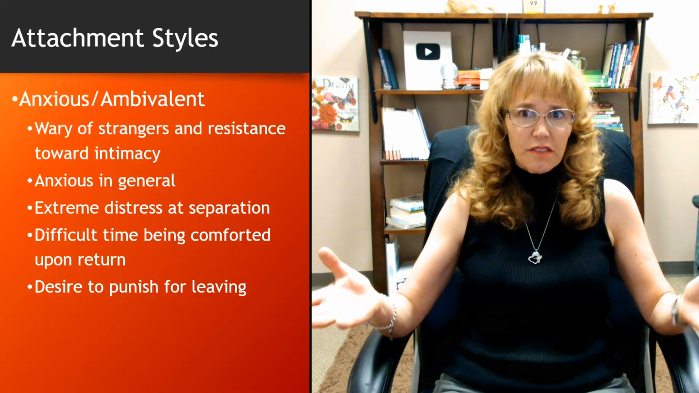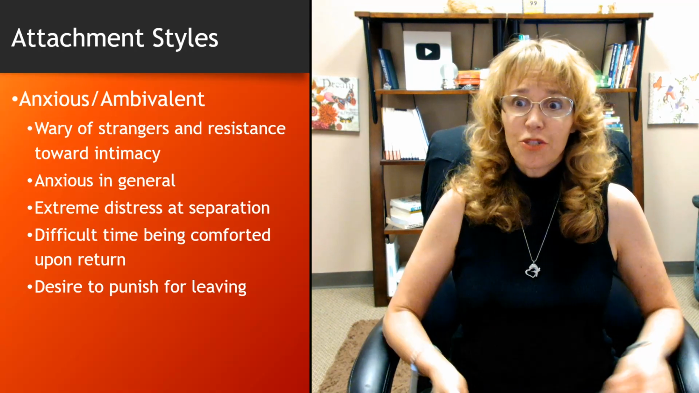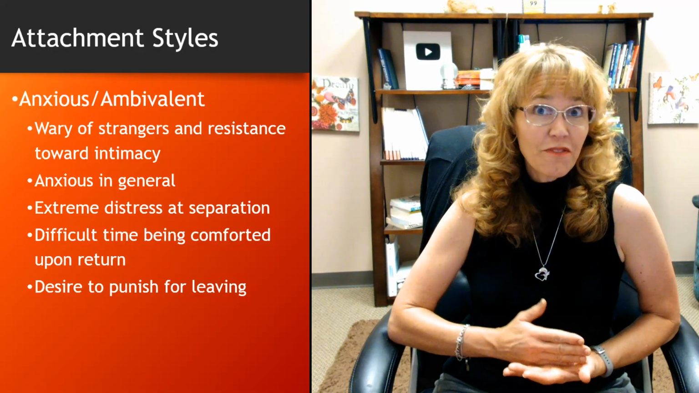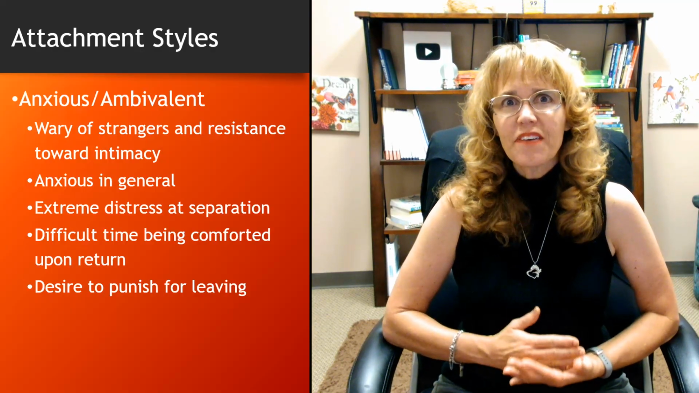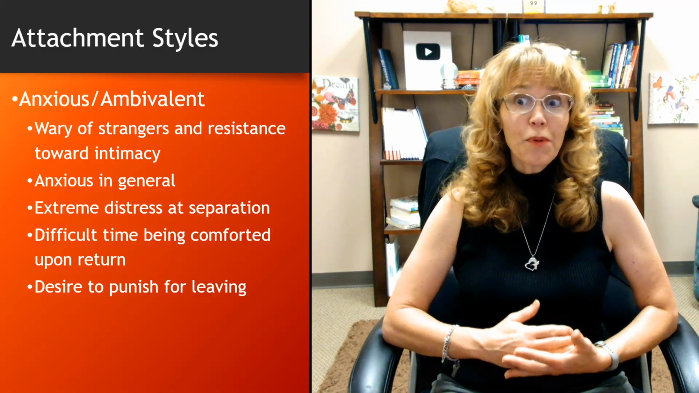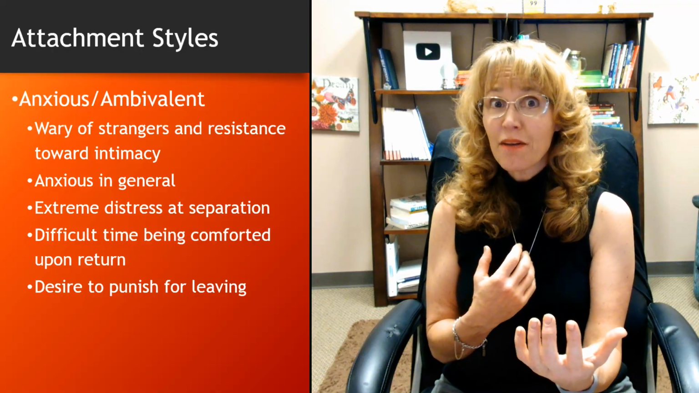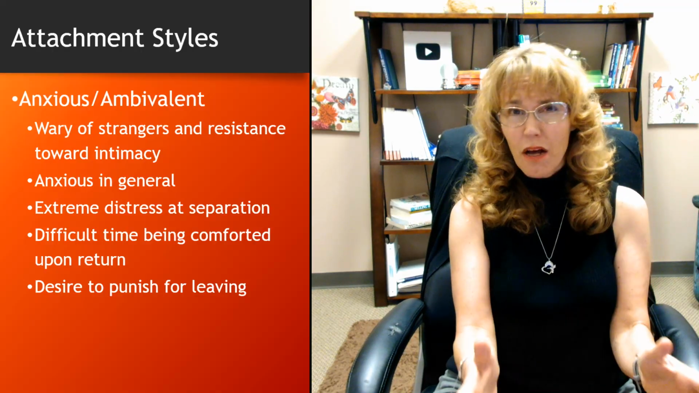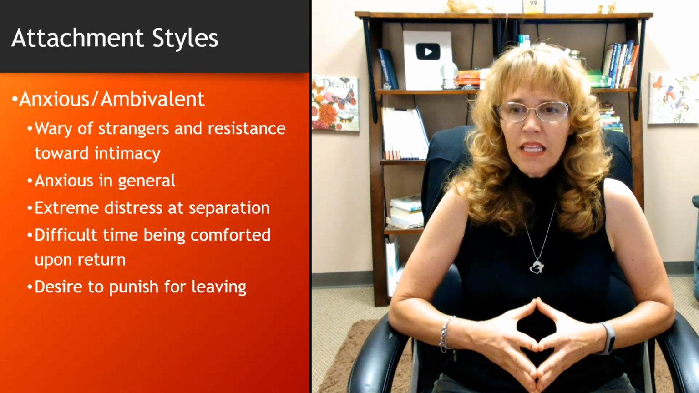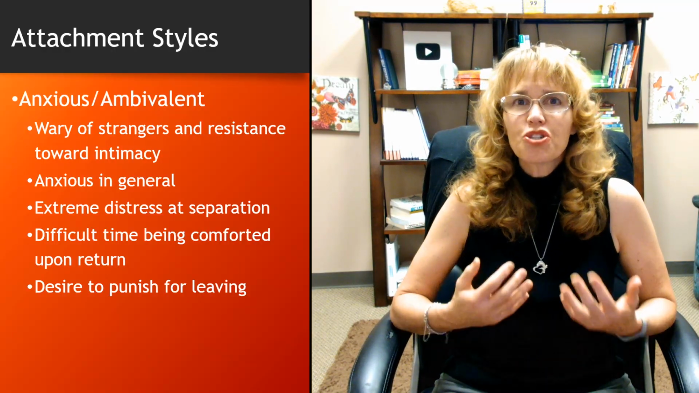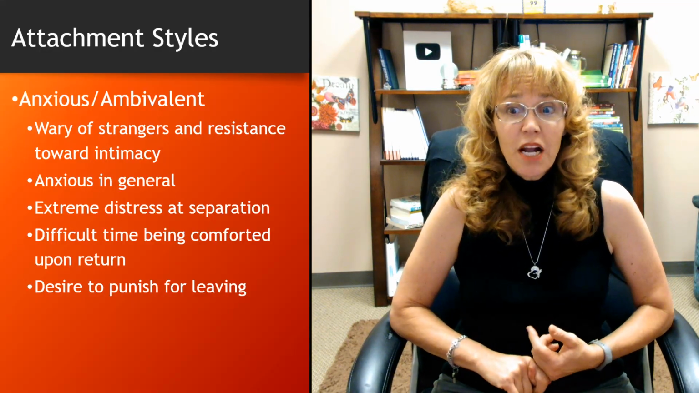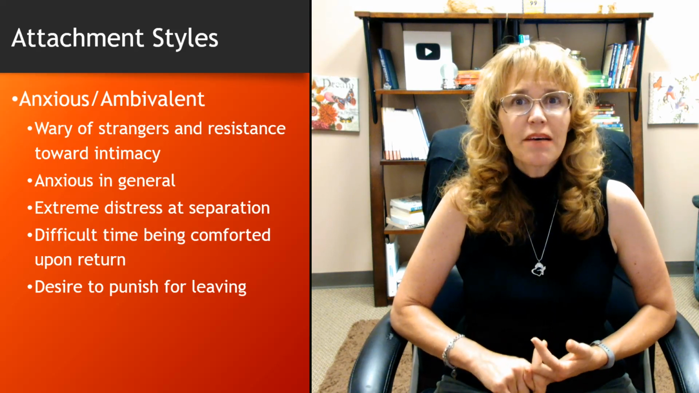Anxious in general. Obviously, the name of the attachment is anxious, and people who are anxiously attached, whether it's anxious ambivalent or anxious preoccupied, are often anxious in general. They exhibit extreme distress at separation. So once the person has gotten past that ambivalence and has decided, okay, I may get into a relationship with somebody, they may experience extreme distress at separation from that person, have a difficult time being comforted on return, and a desire to punish them for leaving.